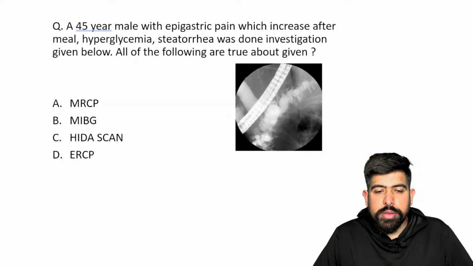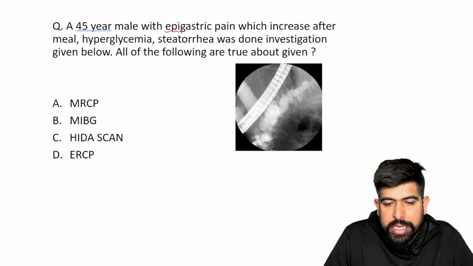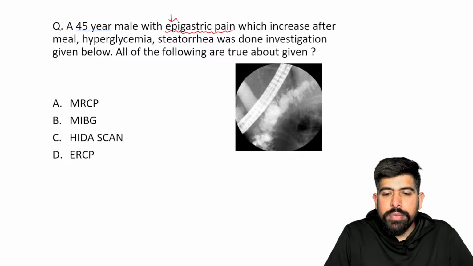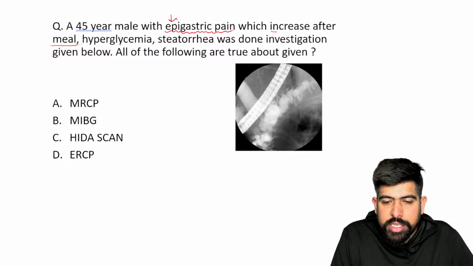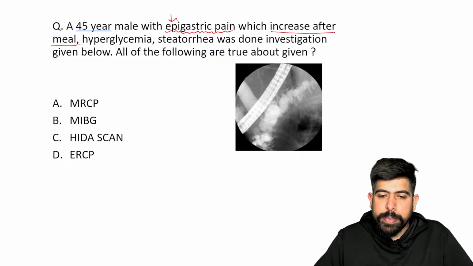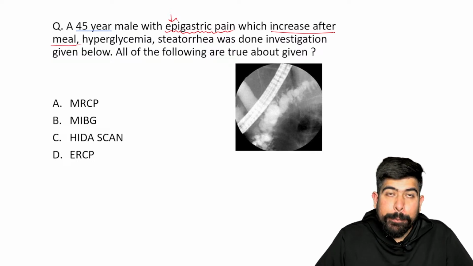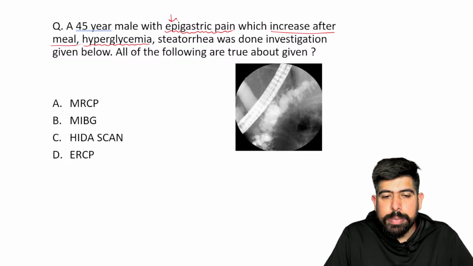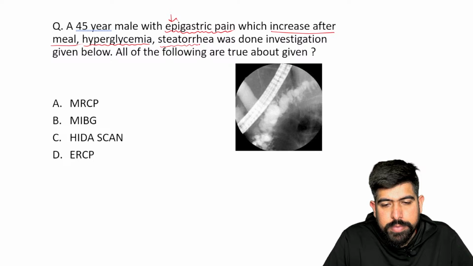Again, a 45-year-old male who is having epigastric pain. What the patient is having now, again, is epigastric pain, and guys, please remember the pain is increasing after the meal. And the patient is having hyperglycemia. So these all are the keywords, guys. Please remember, the patient is having hyperglycemia and steatorrhea.